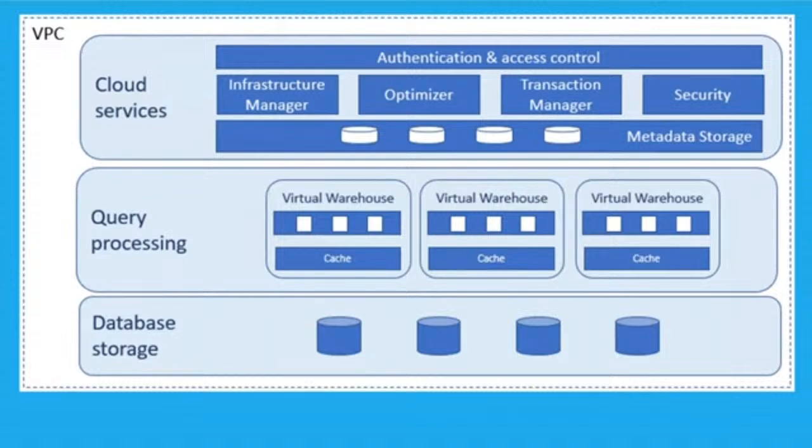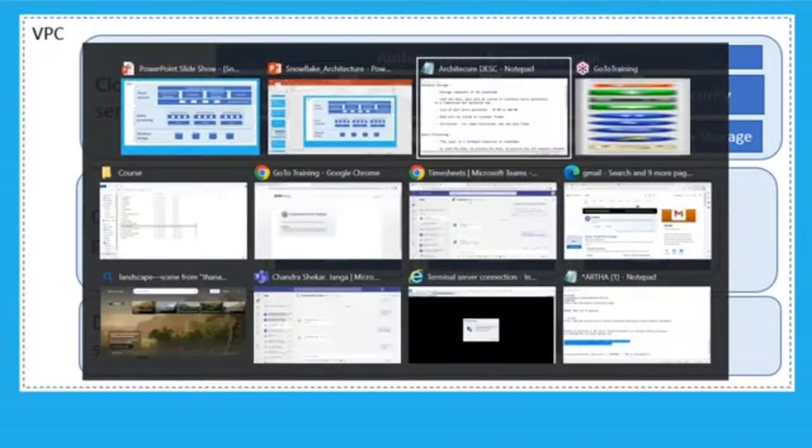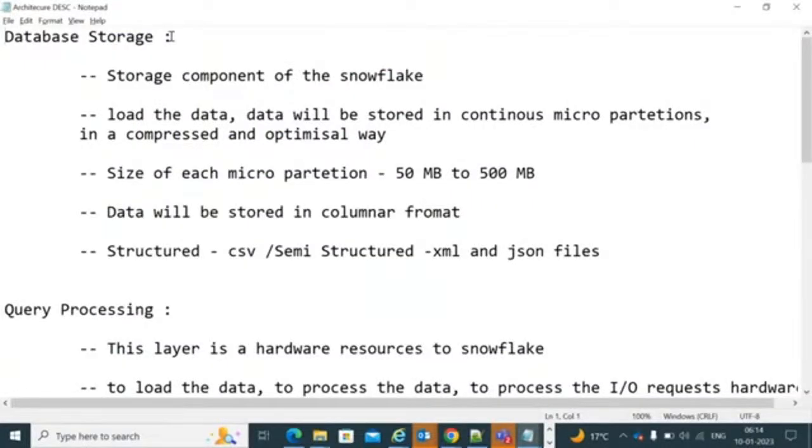So we have a cloud services layer, a query processing layer, and a database storage layer. Now we will discuss them one by one. What will this database storage layer do? The storage component is one of the components of Snowflake. We have a storage component and a compute component.